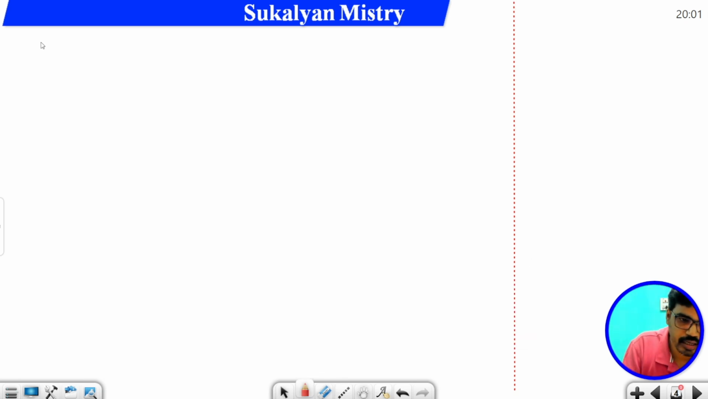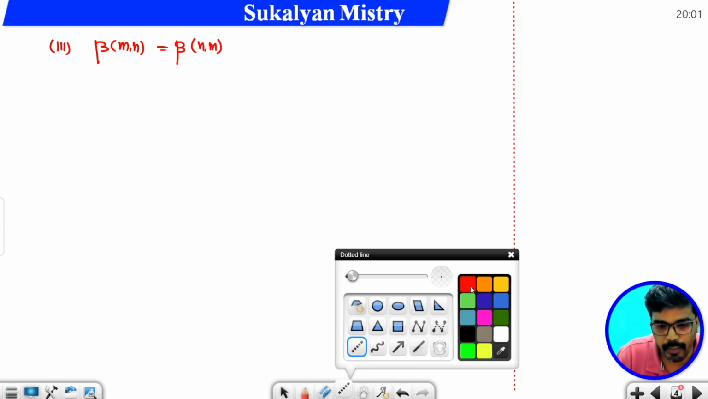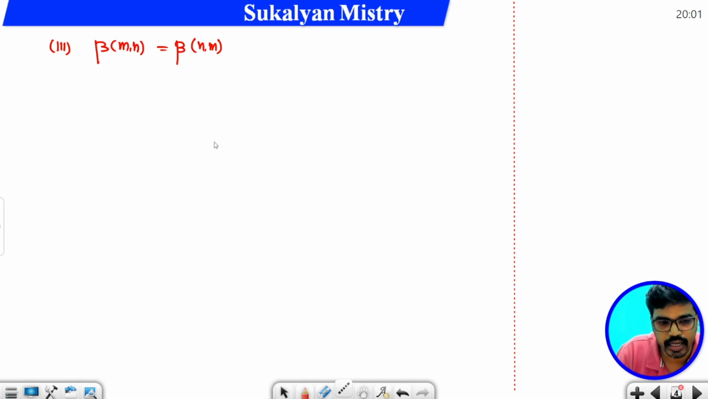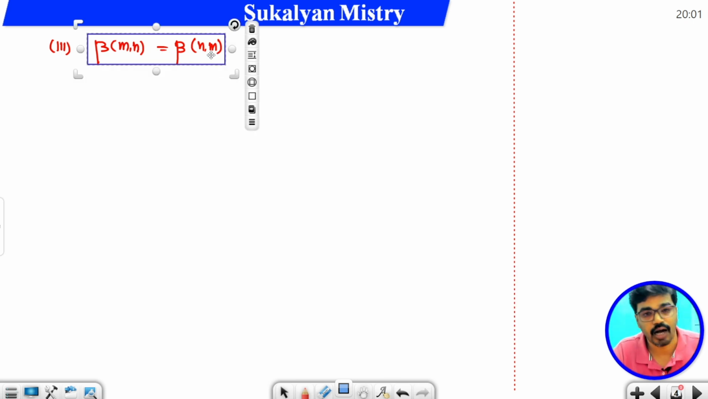Number 3, beta m comma n is equal to beta n comma m. That means the beta function is symmetric about its arguments. M and n are called arguments. So the beta function is symmetric about its arguments.